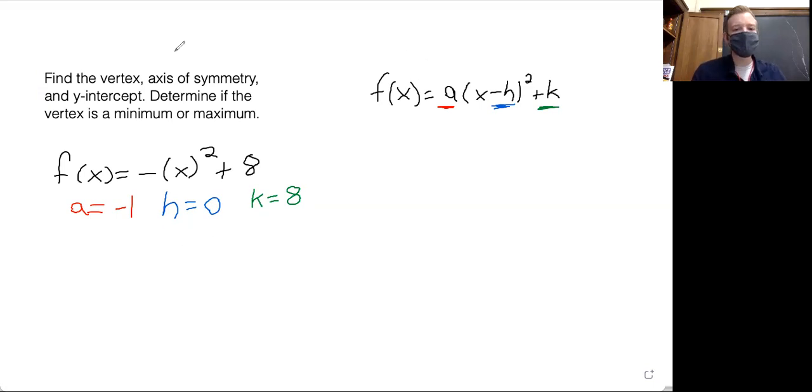All right, so we want to start by finding our vertex. And we said previously that our vertex is h, k. So if I know my values for h and for k here, what would be my vertex for this problem? If we plug in 0 for h and we plug in 8 for k, that's going to give me 0, 8 as my vertex.